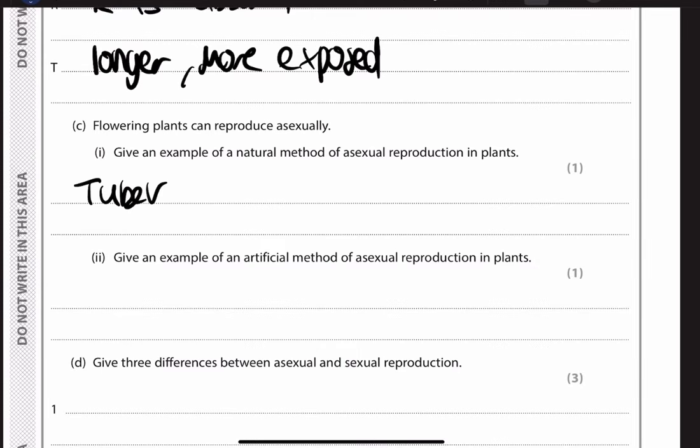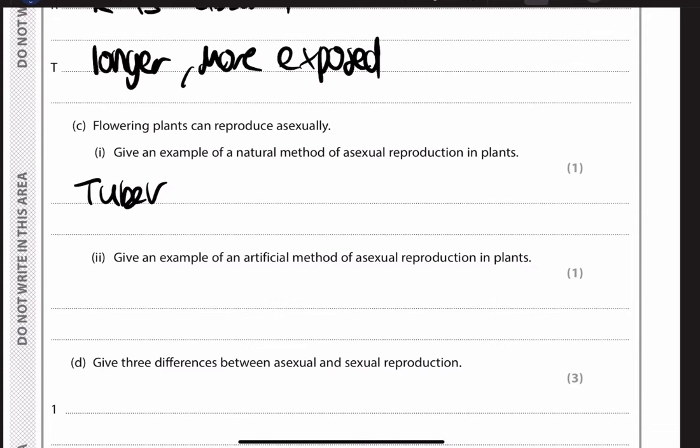Another famous one, often taught in British schools, is runners. Runners is a common method of asexual reproduction, but this is again just memorization, things that you should know. Bulbs, yeah, some plants reproduce with bulbs. So all possible answers.